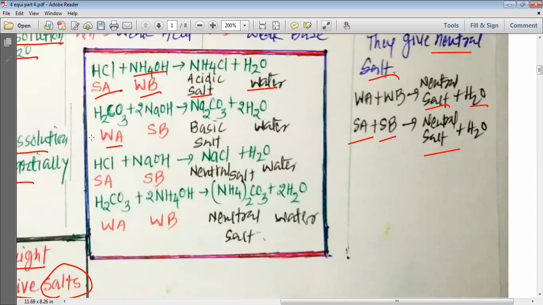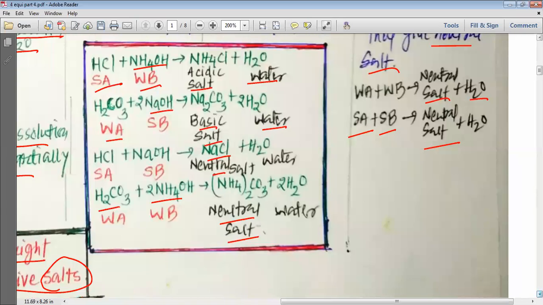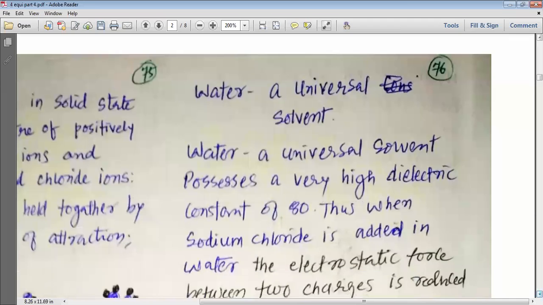Weak acid, our carbonic acid H2CO3, and strong base NaOH combine and give Na2CO3, which is a basic salt. Strong acid HCl and strong base NaOH react and give us NaCl, which is a neutral salt. Weak acid H2CO3 and weak base NH4OH, when they react with each other, give ammonium carbonate (NH4)2CO3, which is a neutral salt. So this is how, my dear students, we study the various types of salts.